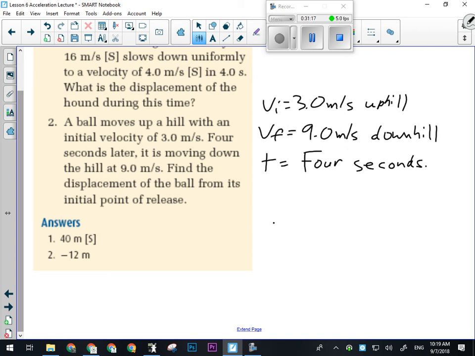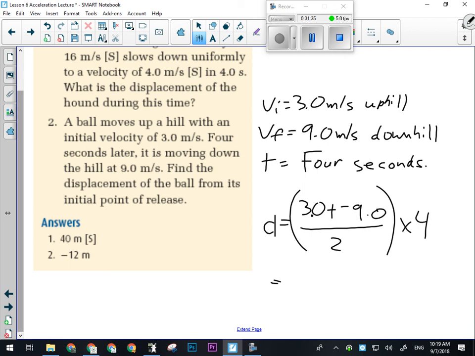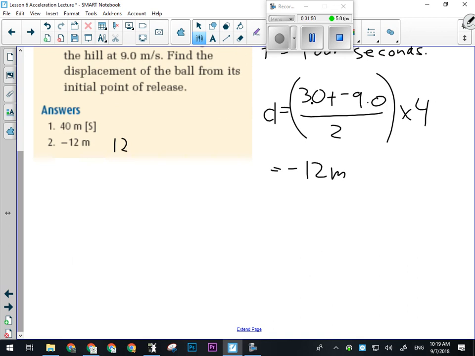All right, so I'm looking for D. So again, we just got to plug in our numbers here. Okay, so we have 3 plus, not 33, okay, plus negative 9.0, divided by 2, times 4 seconds. Okay, so 3 plus negative 9 is negative 6, right? Divided by 2 is negative 3 times 4, is negative 12 meters, but I can't write it as negative 12. They did, but they shouldn't. It's wrong. It should be 12 meters downhill because that is what the question gave us. It did not give us positive and negative. It gave us uphill and downhill.